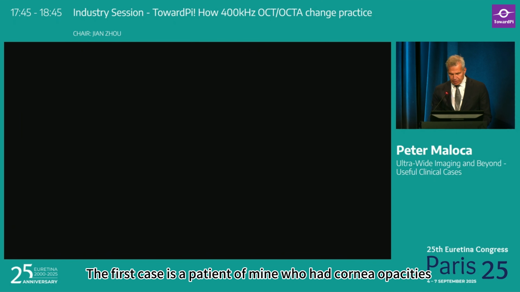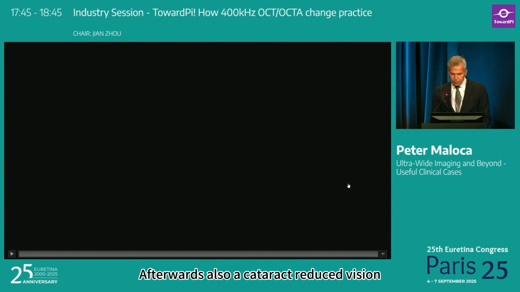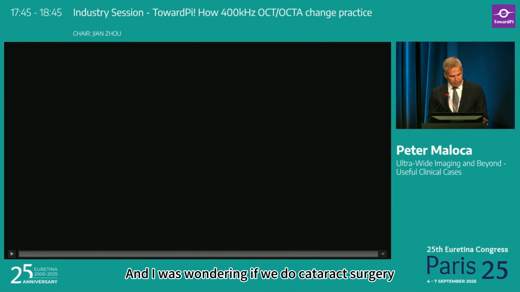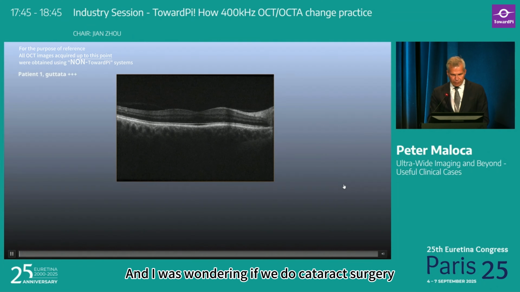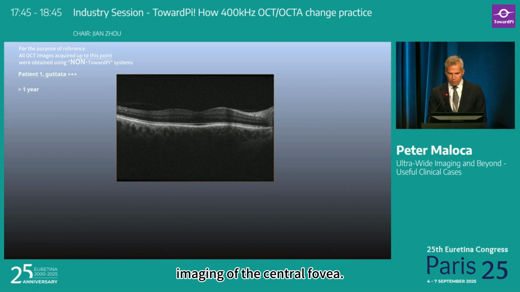The first case is a patient of mine who had corneal opacities due to cornea guttata. Afterwards, also a cataract and reduced vision, and I was wondering if we do cataract surgery. So you see here the conventional spectral domain imaging of the central fovea.